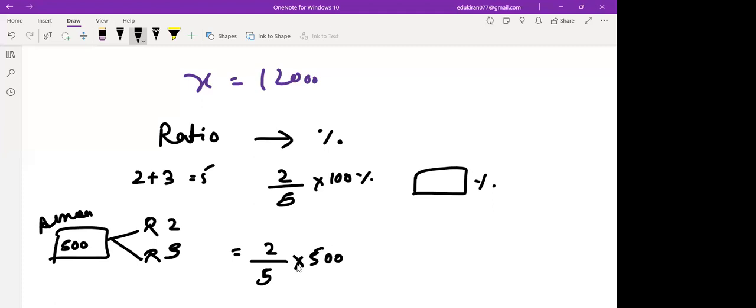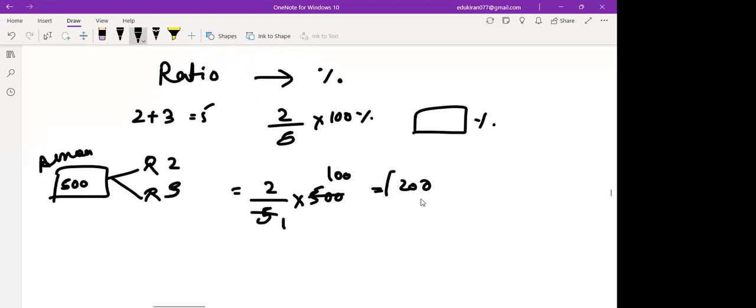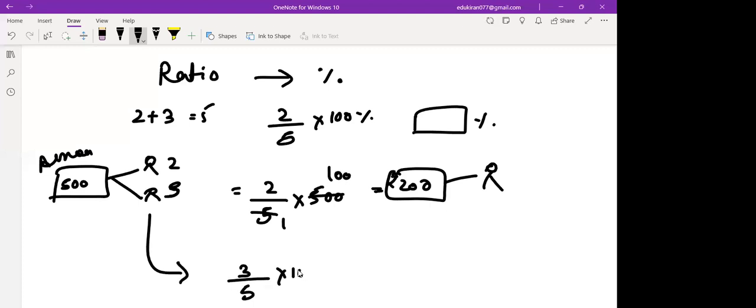Yes? Getting the point? Yes, ma'am. Then 5 ones are 500. And that means out of this 500, student number 1 will get 200 rupees. Clear? Let's just do it for student number 2. Student number 2 was this, right? By 500. So student number 2 is getting 300 rupees. Clear? So this student got 200 rupees and this student got 300 rupees.